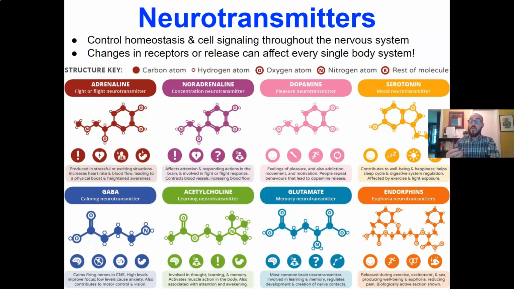And all of that cell signaling in your nervous system is controlled by these guys, these neurotransmitters. So these are really what's controlling homeostasis and cell signaling throughout your nervous system. And if you change these or their receptors, or you increase the release of neurotransmitters, you can have effects throughout your entire body.